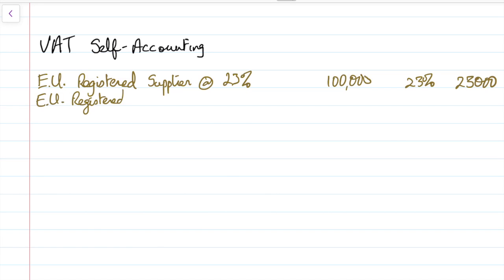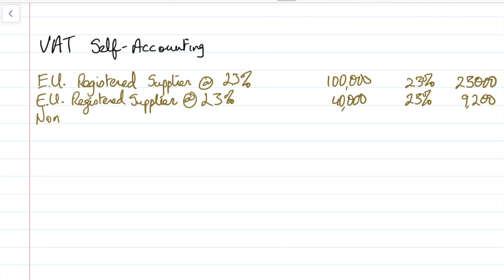We then have the issue of the supply of equipment, and the amount for the equipment was 40,000, also at 23%. And so in that situation, the self-accounting is for 9,200. The non-EU supply that we've received, also at 23%, is €15,000. So the amount that is actually charged to us is 3,450.